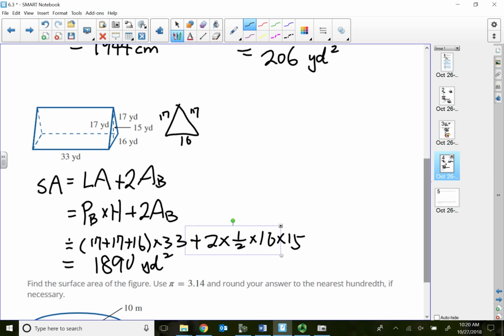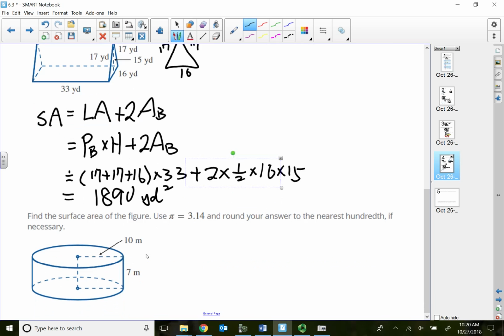That's how we find it, using the idea of lateral surface area plus 2 times the area of the base. To find the up and down surface area, which is called the lateral surface area, all you've got to do is take the perimeter of the base times the height.